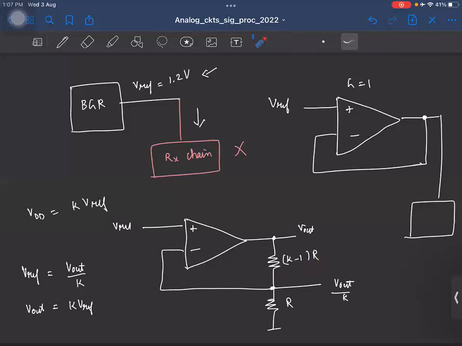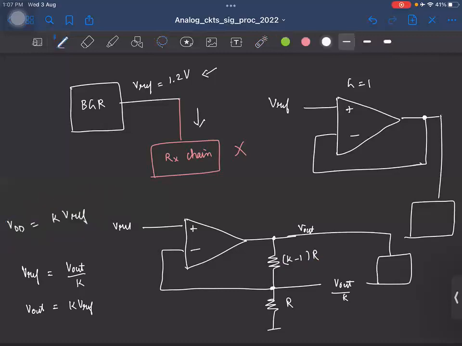Okay. So of course, now you can connect this like this. This is a very good solution. And of course, the op amp will need some supply like this. Okay. Now, even if the supply to this op amp varies, the output voltage will be constant, right? Because the band gap voltage is fixed, and all the op amp is doing is forcing VREF to be equal to V out by K.